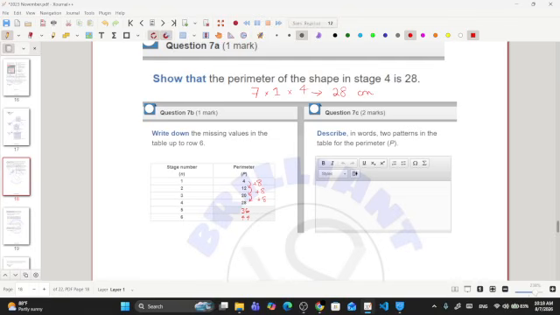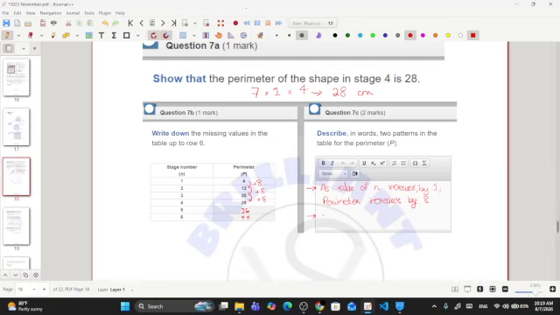And then it says describe in words two patterns in the table for the perimeter. So one of them is a term to term comparison: as the value of n increases by 1, the perimeter increases by 8. That can be one pattern.